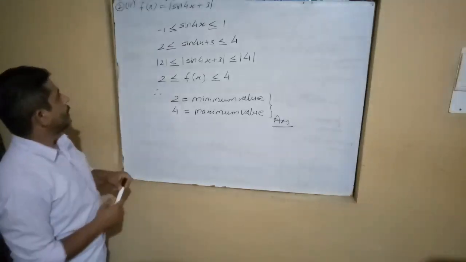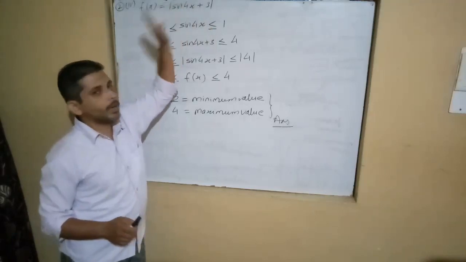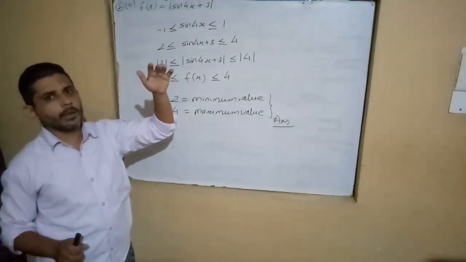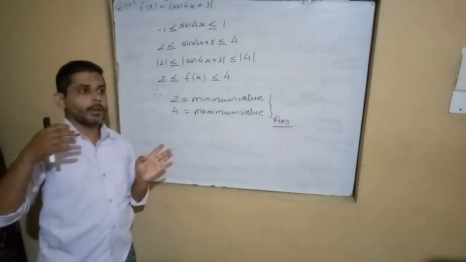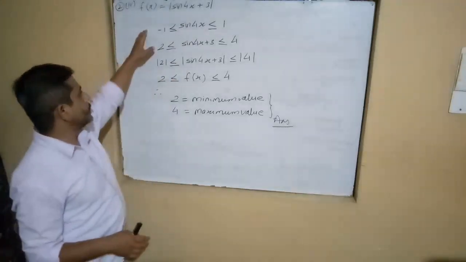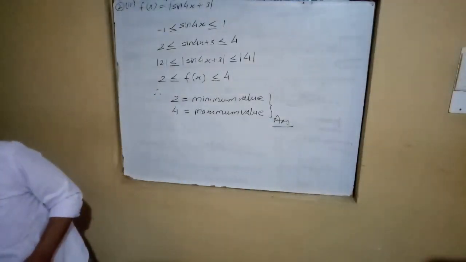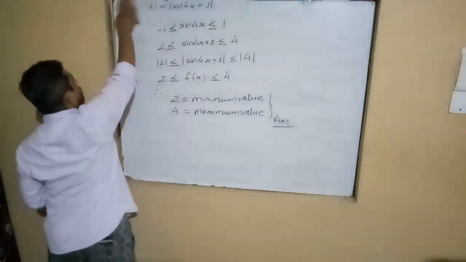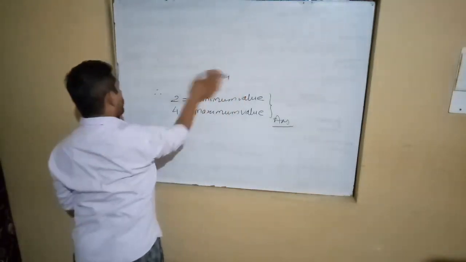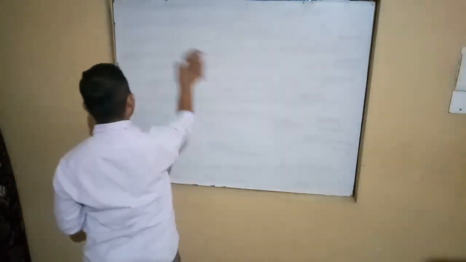Clear? So here we have a function in the form of a modulus function, and differentiating a modulus function is a bit typical in the definition of modulus. That's why we use this trick here. Now I hope you understood the second question. So the rest of it, second and third and fifth also, I think you can solve easily.